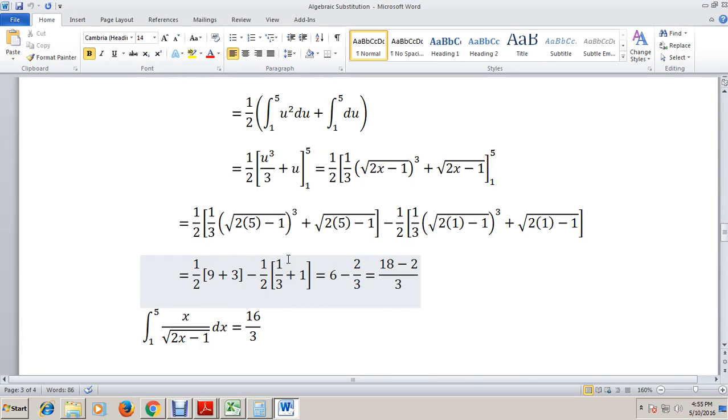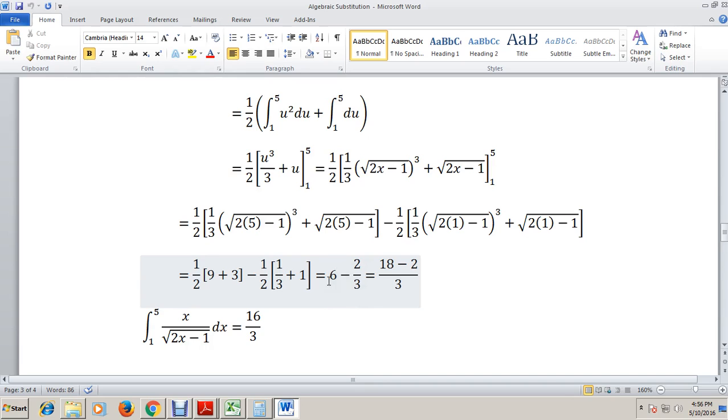So that means you will be canceling 4 and 2. You will be left with 2 in the numerator. So that means you will have negative 2 over 3. So that is what appears here as minus 2 over 3. So finally, you have 6 minus 2/3.